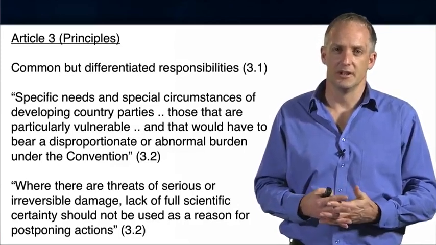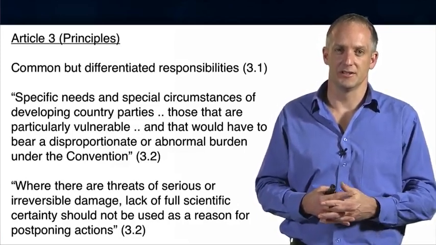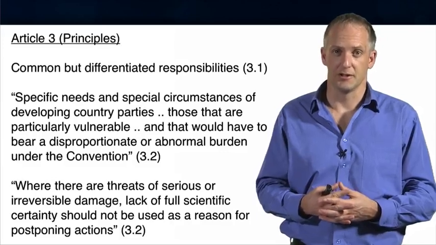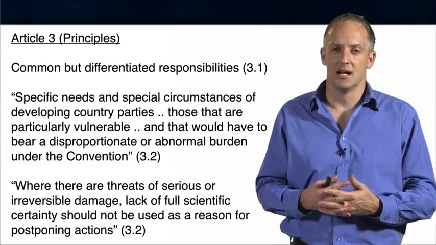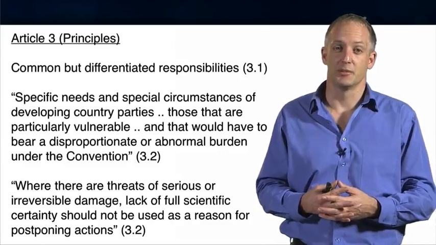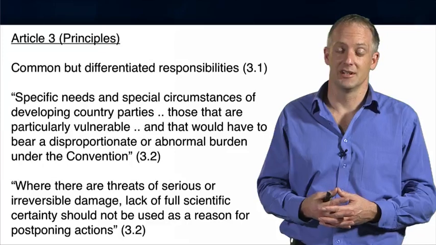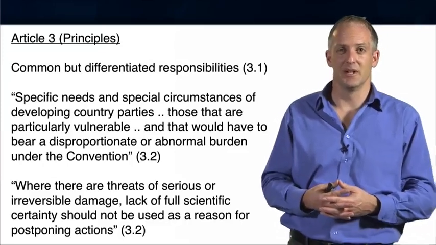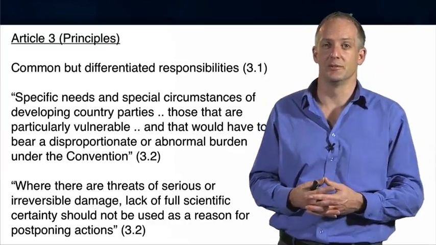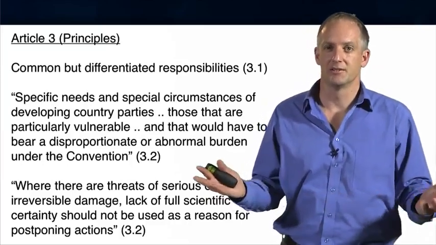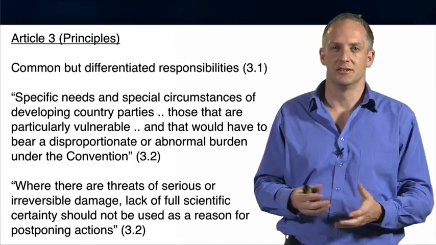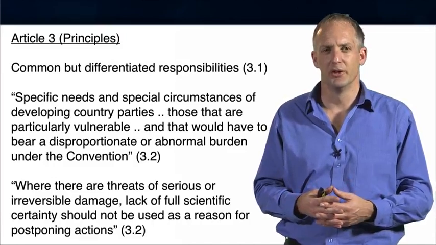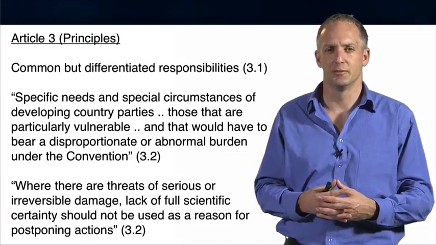A second principle is about recognising the specific needs and circumstances of developing country parties, those that are particularly vulnerable to climate change, as well as those that would have to bear a disproportionate or abnormal burden under the convention. This is a very interesting addition to the text. What does that mean? The first bit we understand: those that are particularly vulnerable need to be recognised. Bangladesh, small island states, least developed countries, and so on. But who bears a disproportionate or abnormal burden under the convention?